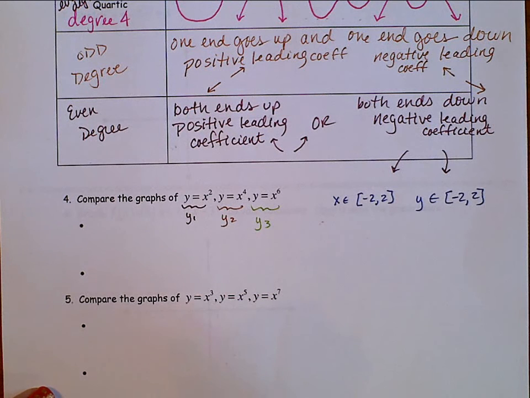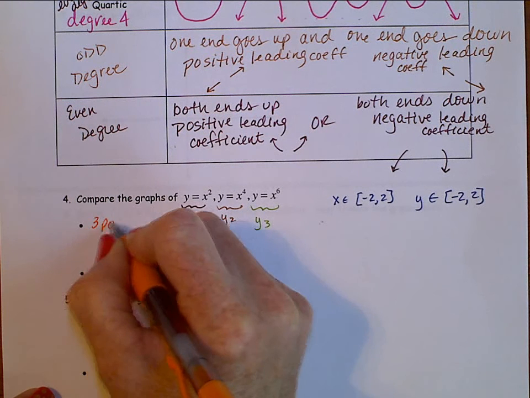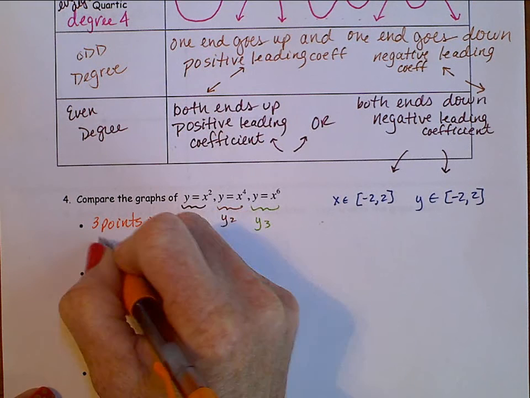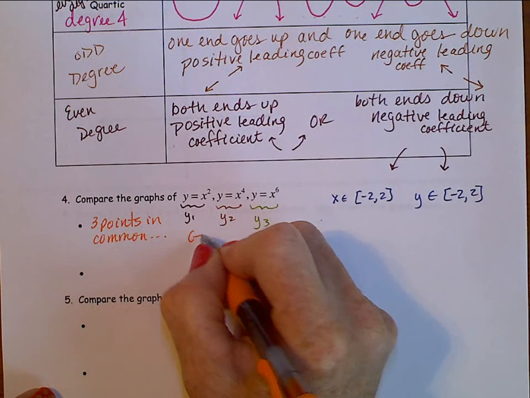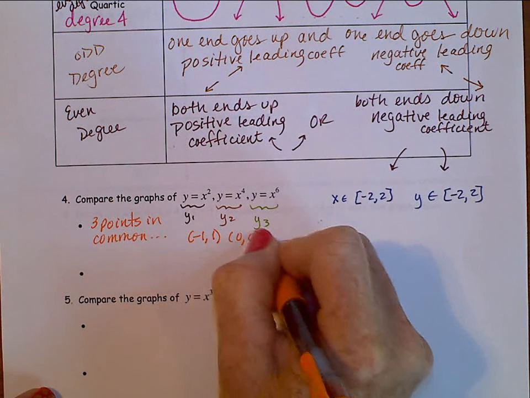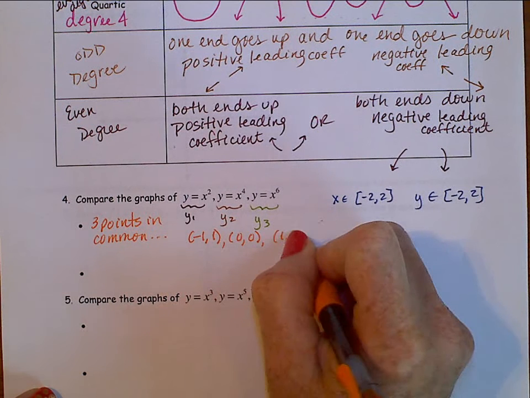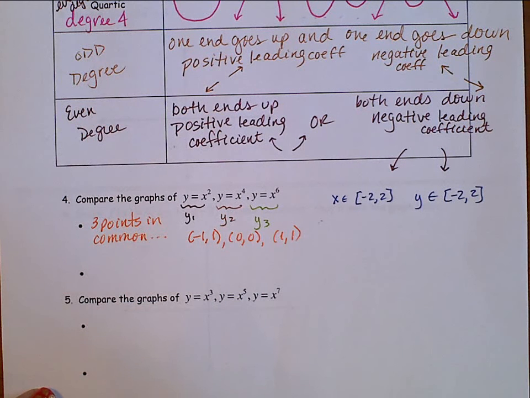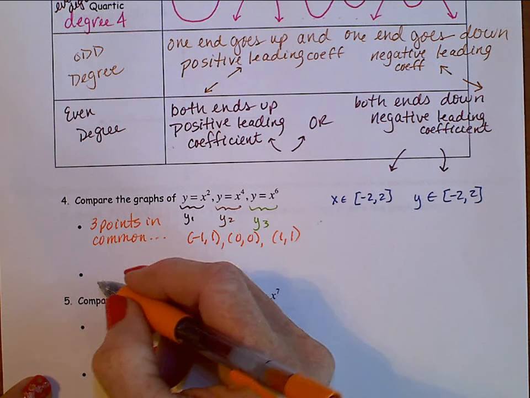Welcome back. I know that you followed my directions and graphed these on your calculator. And when you did that, you saw that all three graphs have 3 points in common. Those 3 points in common were (-1, 1), (0, 0), and (1, 1). And you also see that the higher degree polynomials are more squarish on the bottom.